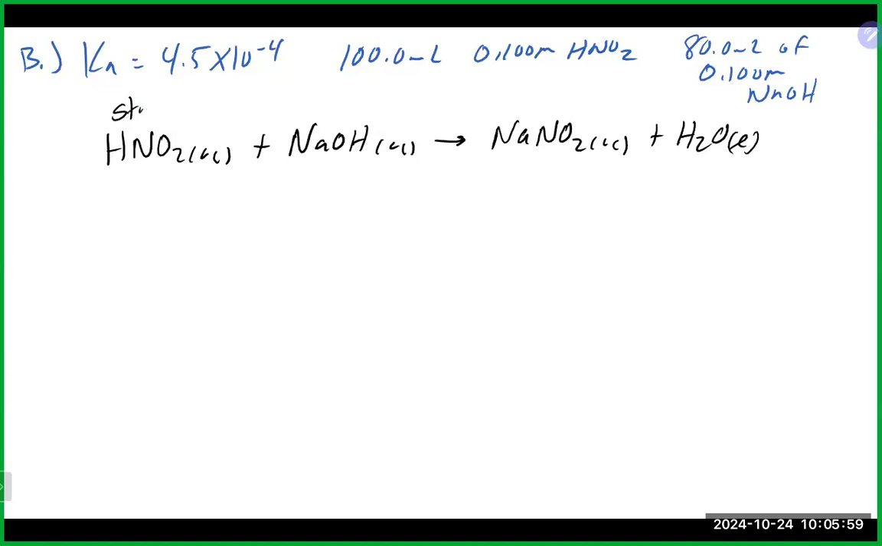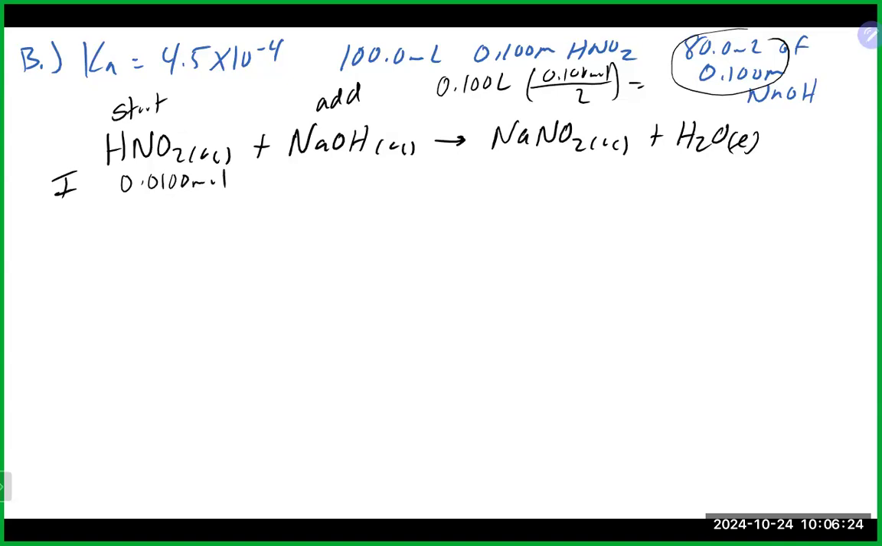We're starting with this guy. We are adding this guy. So we need to get the moles of each of these. Again, that's 0.1 liters times 0.1 moles per liter for our acid, which gets us 0.01 moles. We'll do a similar calculation for 80 milliliters of our base, so 0.08 times 0.1 is going to give us 0.008 moles, and 0 on this guy.